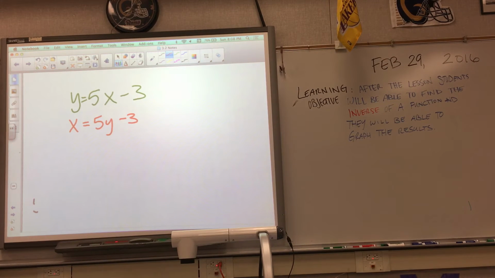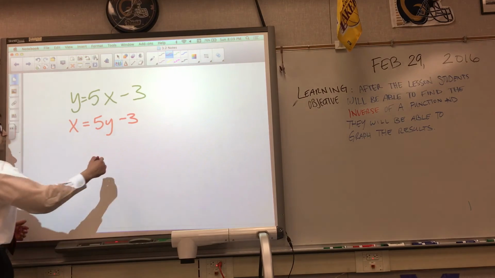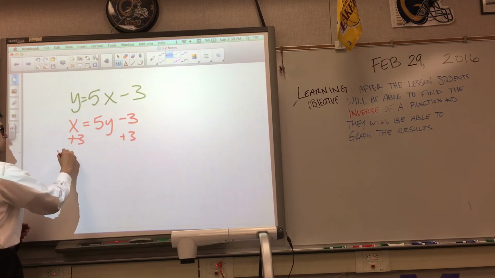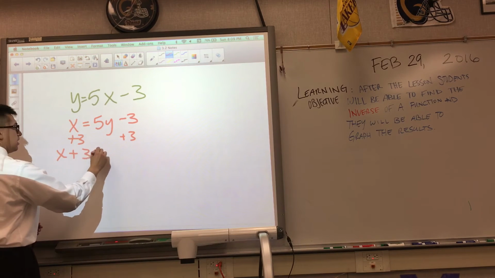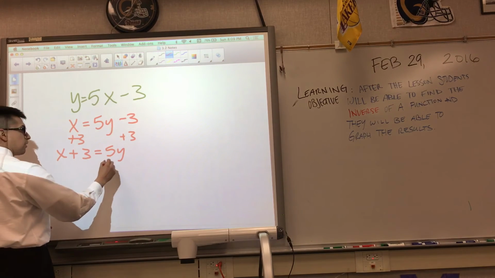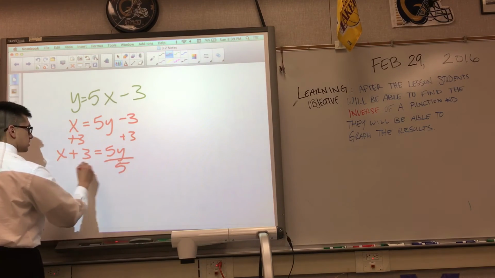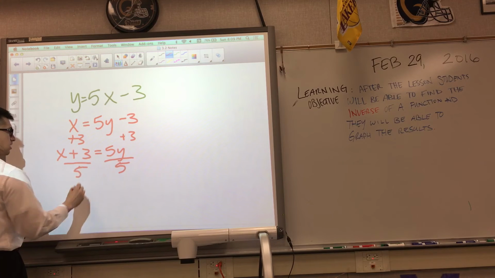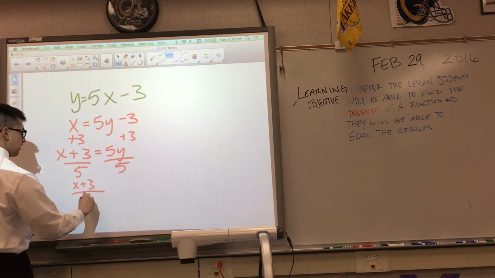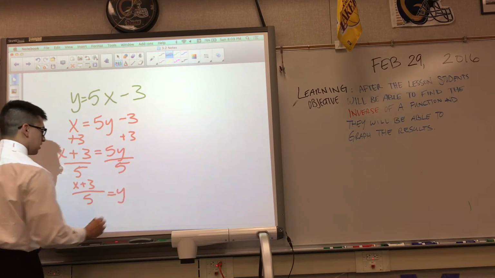Jennifer? Yes, we're going to solve for y. So first we're going to eliminate the 3 by adding 3 to both sides. x plus 3 equals 5y. To get y by itself, we would divide both sides by 5. And we're left with (x plus 3) over 5 equals y.